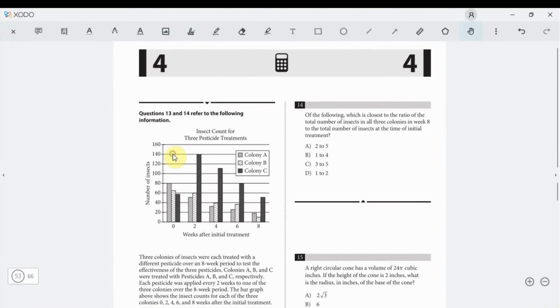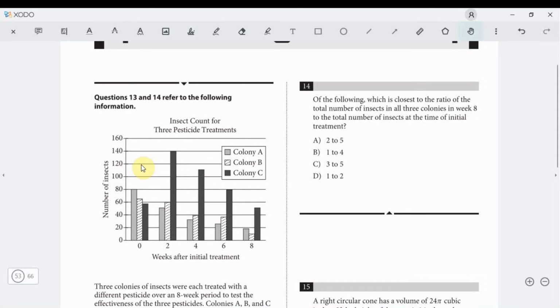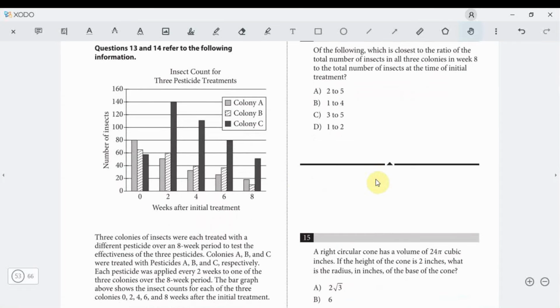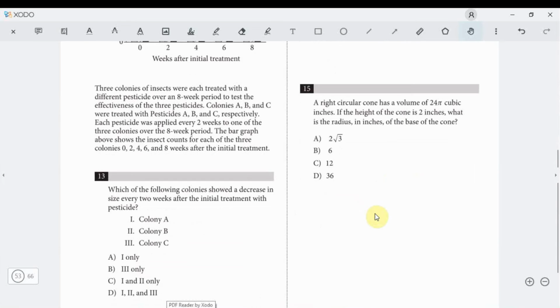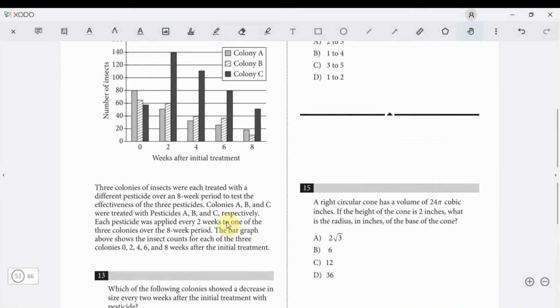All right, question 13. Now, remember in SATs, you want to save time, so you don't necessarily need to do all of this reading. We're just going to look at what the question is asking. Which of the following colonies showed a decrease in size every 2 weeks after the initial treatment with pesticide? So every 2 weeks we should see a decrease.